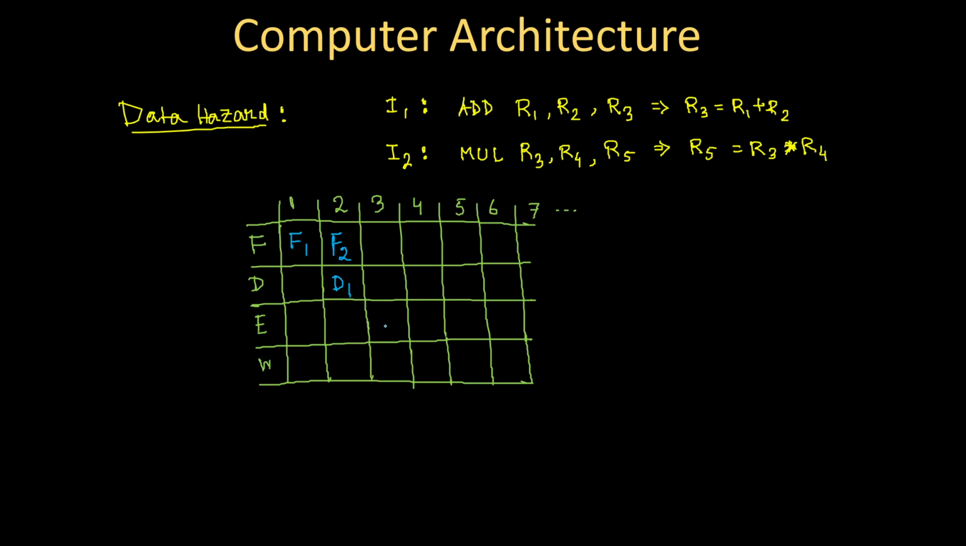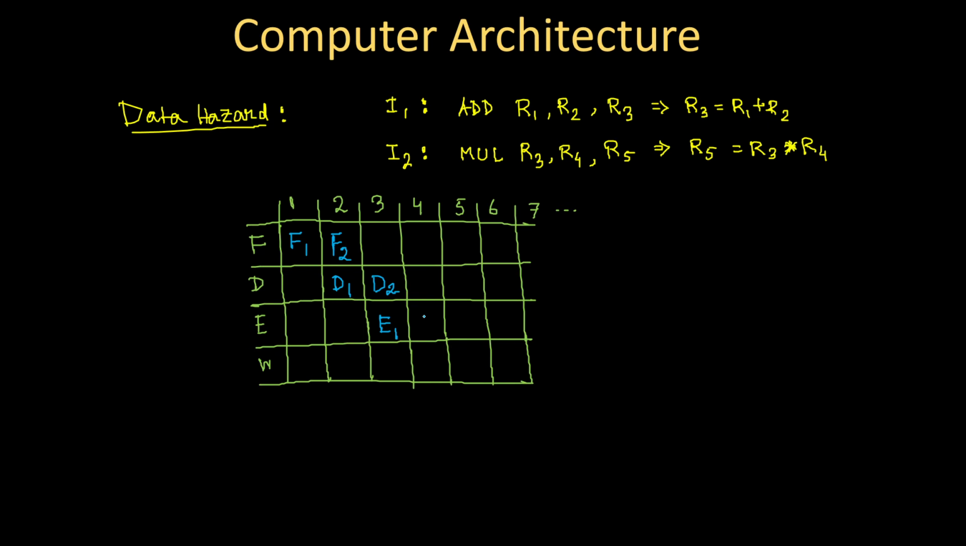Now we are considering that add and multiplication both take only one clock cycle to execute. So after the first instruction decoding, execution of instruction 1 will start, and at the same time decoding of instruction 2 will start. So still this is possible.